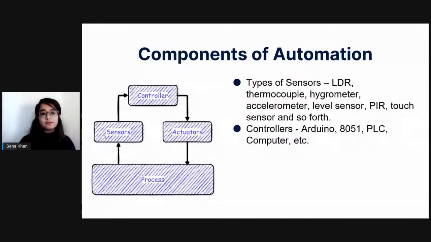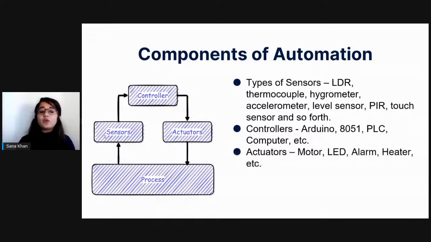And the data from the controller needs to be given to an actuator which will decide what is to be done. Okay, my process was to basically close the valve. So that is what is to be done. Or I need a motor to go on when my light goes off. Or I want an alarm system to go on. I want the heater to go on or the heater to go off. So these are basically the mechanical devices which are the actuators.